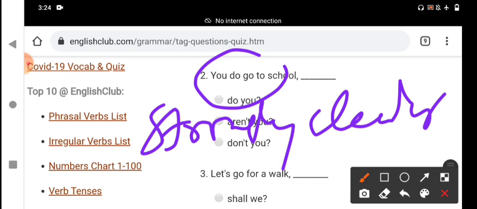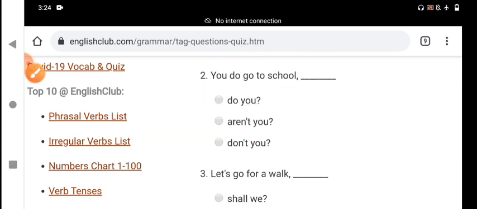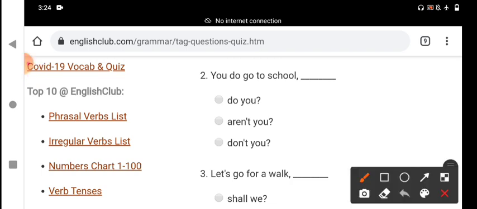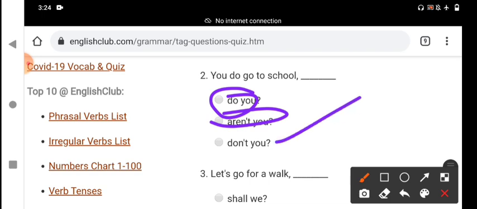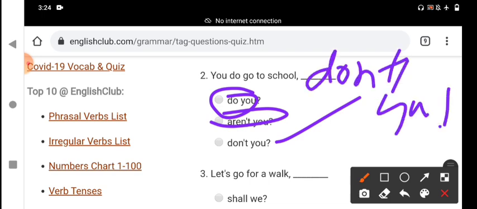That's why in the second question we should select the present tense tag. "Aren't you" is not the correct tense, and it is wrong. What is the right answer? "Do you" is a positive tag. If the statement is positive, we should use the negative tag. You do go to school, don't you? That is the right question tag, my dear student. The third one is the right answer. And we go to the next question.